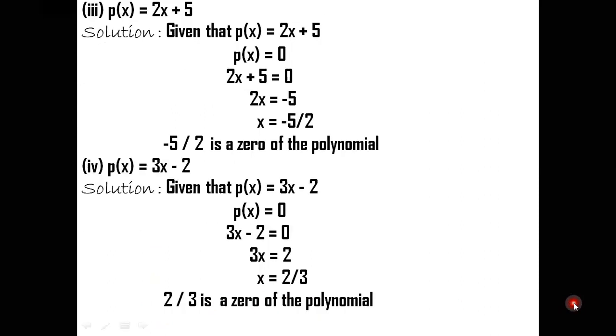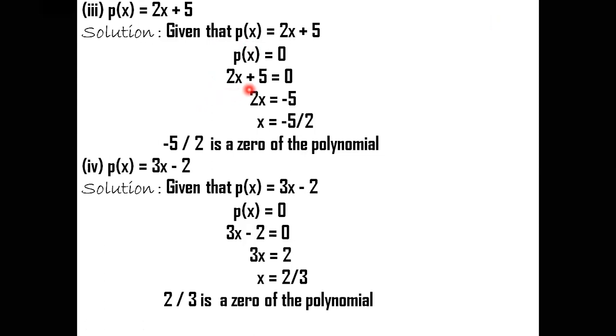Let us take the third question. The third question is P of x is equal to 2x plus 5. As I said before, all that I have to do is take P of x is equal to 0. And what is my P of x? My P of x is equal to 2x plus 5. So 2x plus 5 will be equal to 0, and then solve it further.